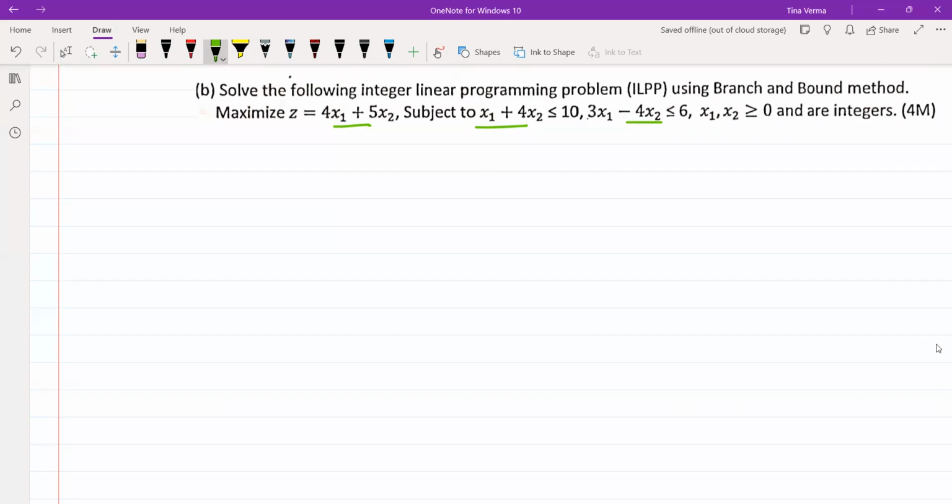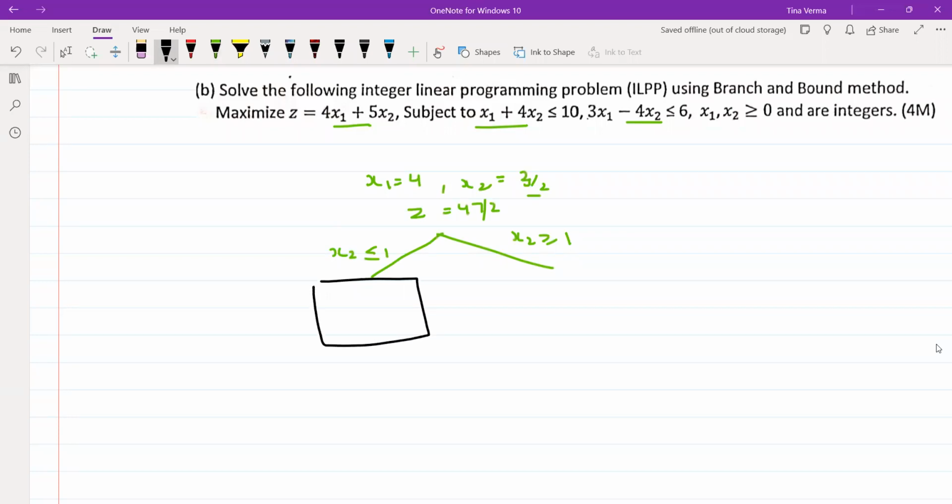graphically. If you solve it graphically, the solution is coming out to be x1 equal to 4 and x2 equal to 3 by 2, and the z value is coming out to be 47 by 2. So it clearly does not have integer values. So you can break this into two branches on x2. So this is 1 point something, so it will be either less than or equal to 1 or you can have the constraint greater than or equal to 1. So if you add this constraint, the optimal solution which you got is x1 as 10/3 and x2 as 1, and your z value was 55/3.